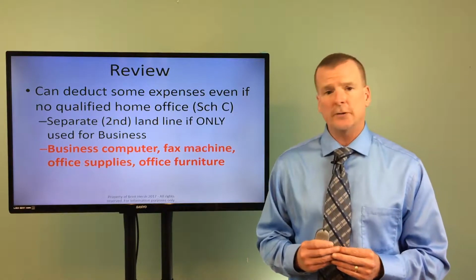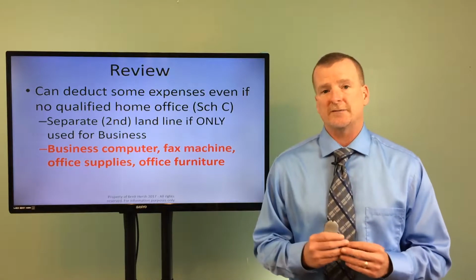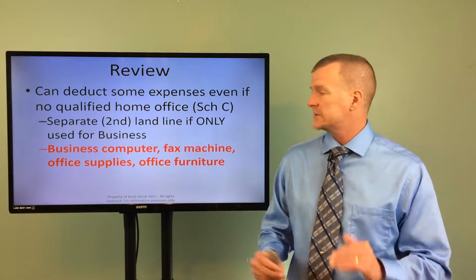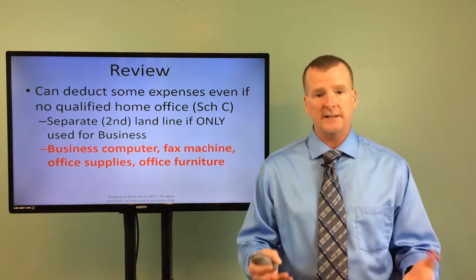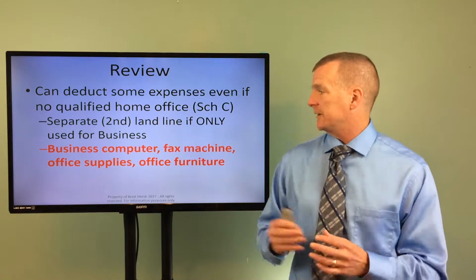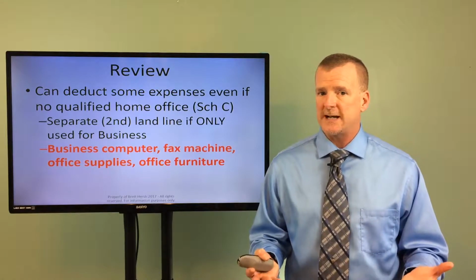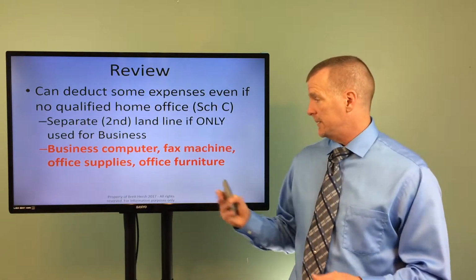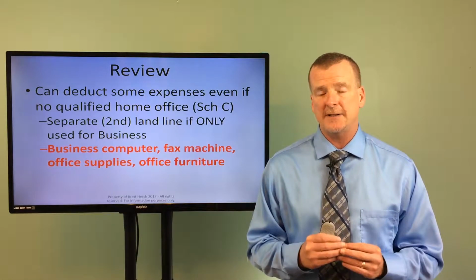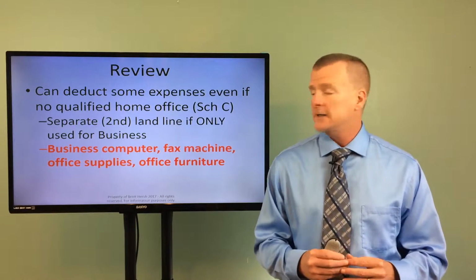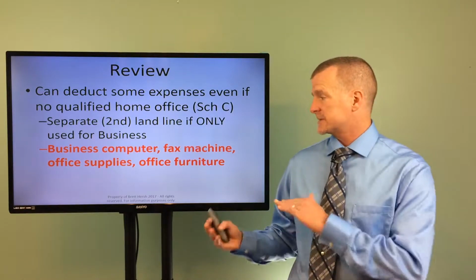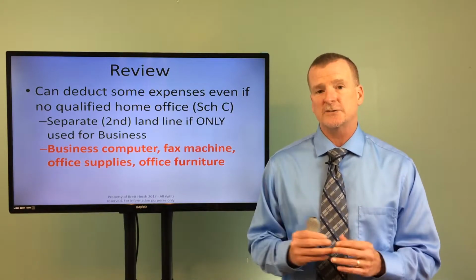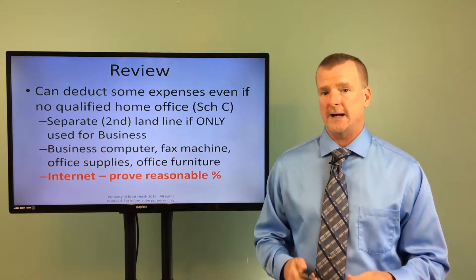Let's say you have a business computer, a computer you use only for business. Maybe you have a laptop you only use for business, but you do most of the work at home. Even if you don't have a home office, you can still deduct that computer. You may have to depreciate it, but you can still get the deduction. Another example, a fax machine. Don't forget your office supplies. Even if you can't take the home office deduction, you can still deduct those. Maybe you have some office furniture, like a filing cabinet you keep your files in. Maybe you have a scanner that you use to scan in your PDFs and save them to your business computer. Remember, you can still deduct those items. However, they're going to be deducted on Schedule C on the appropriate line and not on the 8829 form.